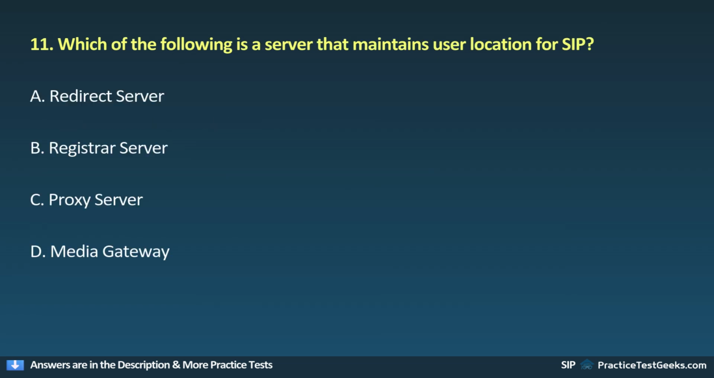11. Which of the following is a server that maintains user location for SIP? A. Redirect server. B. Registrar server. C. Proxy server. D. Media gateway.